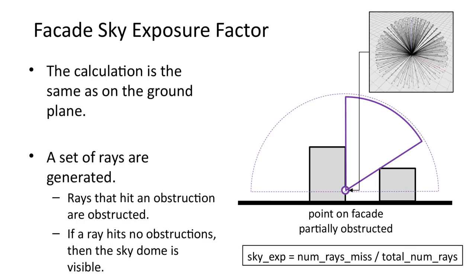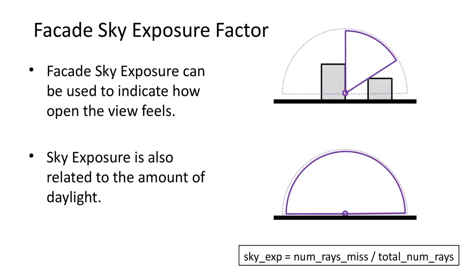The method of calculation is the same as for calculating sky exposure factor on the ground. If a ray hits an obstruction, then the sky dome is not visible. If a ray hits no obstructions, then the sky dome is visible. The sky exposure factor is the proportion of rays that do not hit any obstruction.